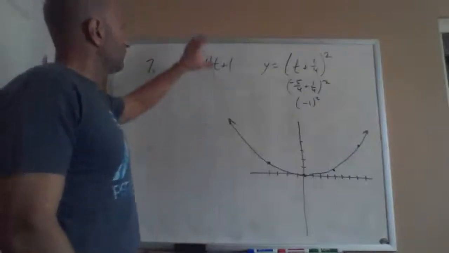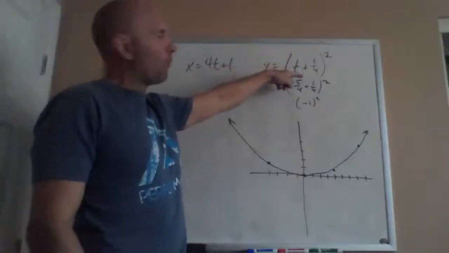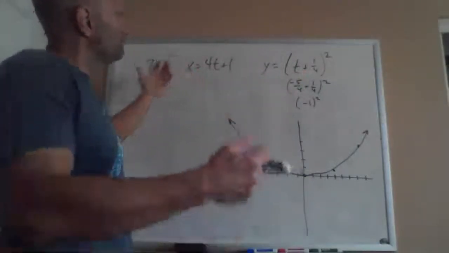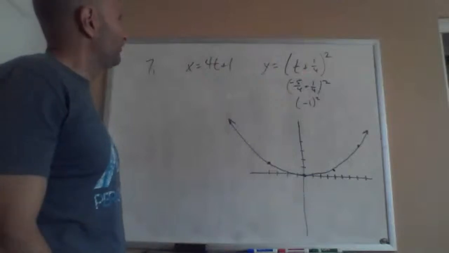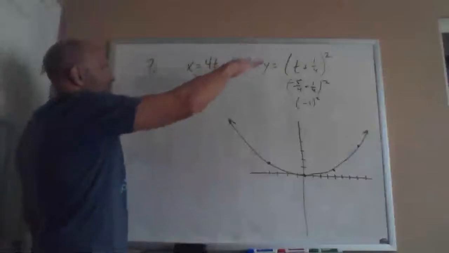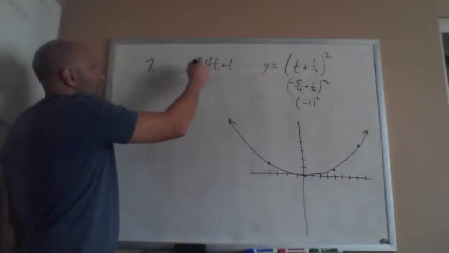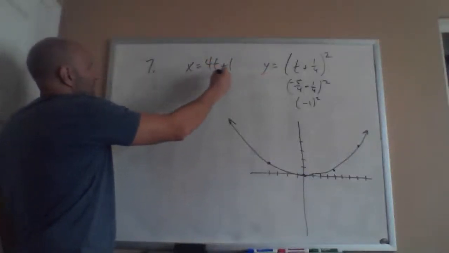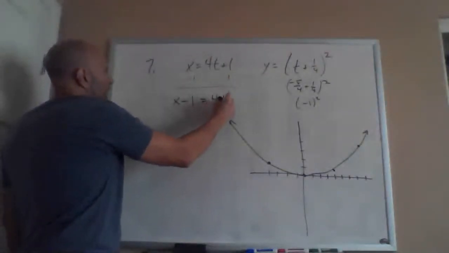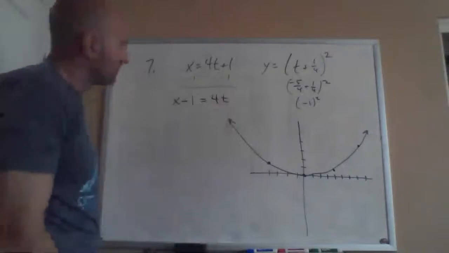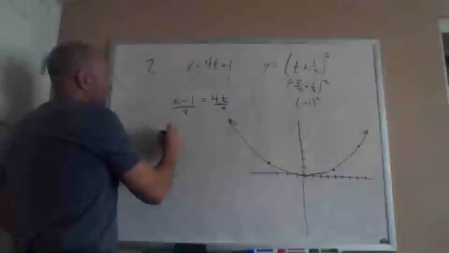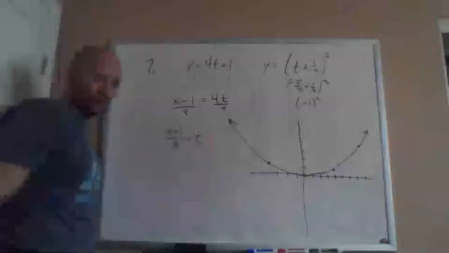So you can either solve this one for t and plug it into y, or solve y for t and plug it into x. The choice is yours. I'm going to solve x, because then we're not dealing with the squared. We'll just deal with it later. So to get t by itself, I have to do what? Subtract 1 from both sides. So you have x minus 1 is 4t. And so then divide everything by 4. So you have (x minus 1) over 4 is equal to t.